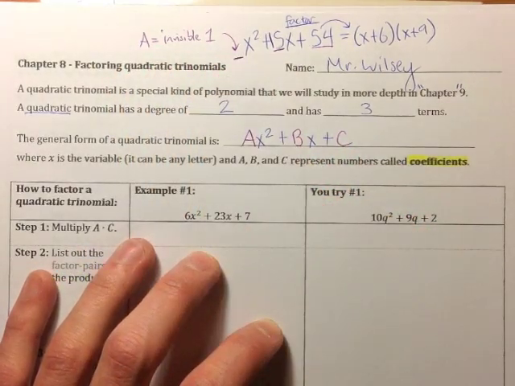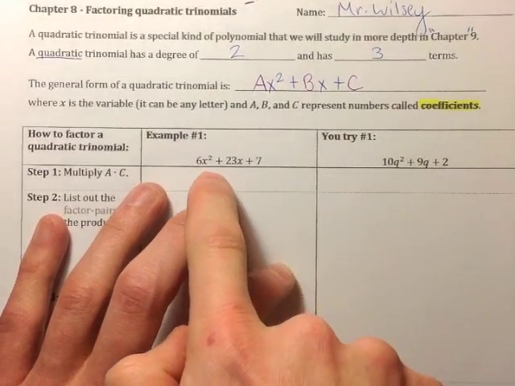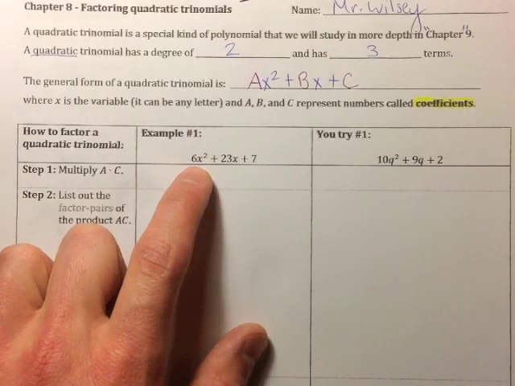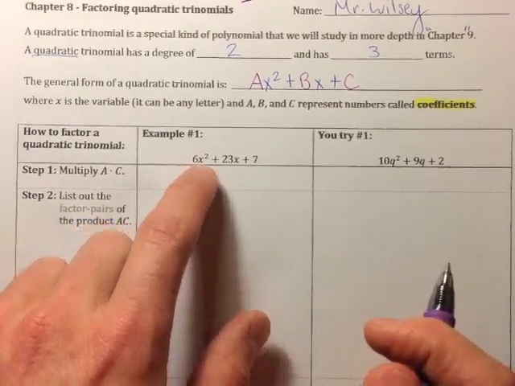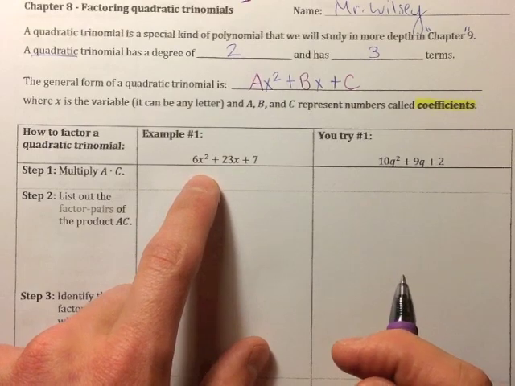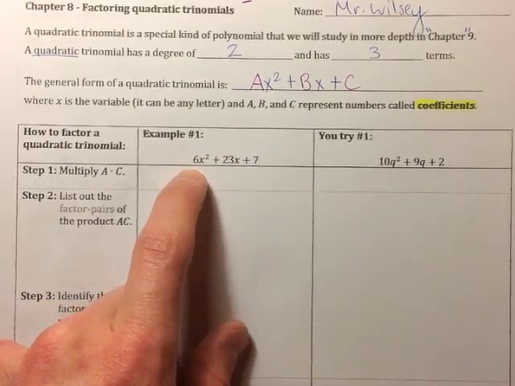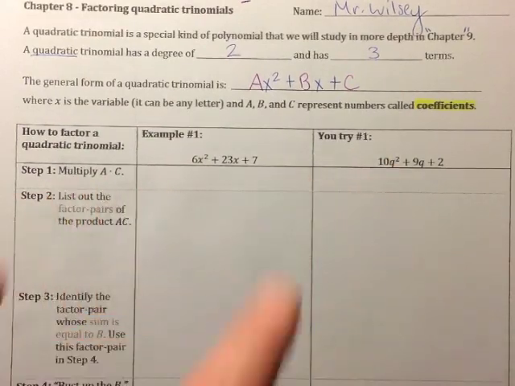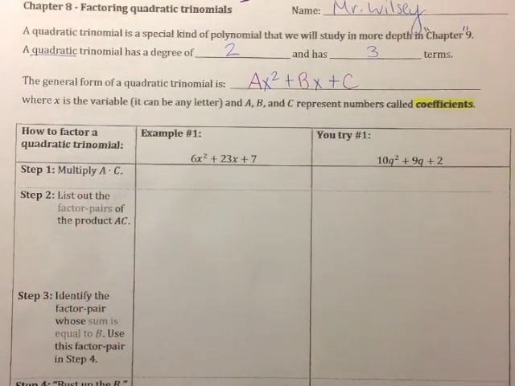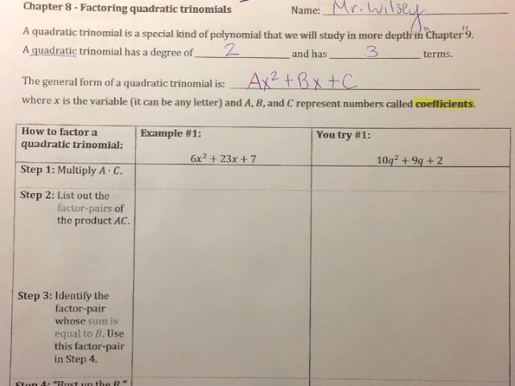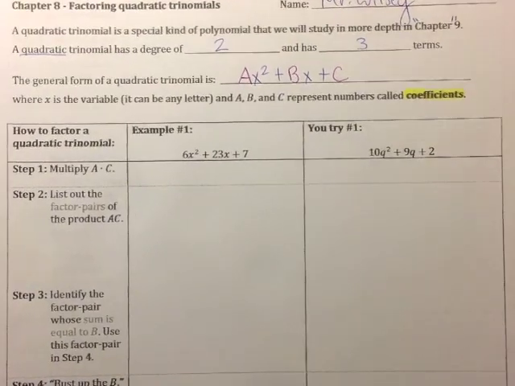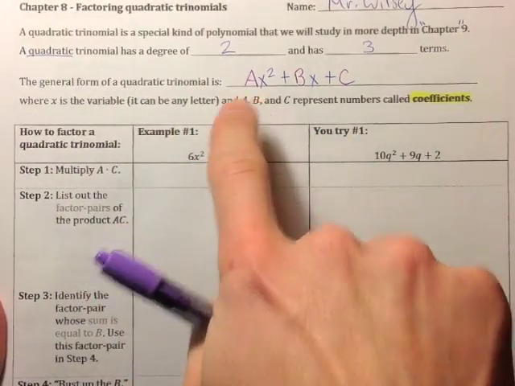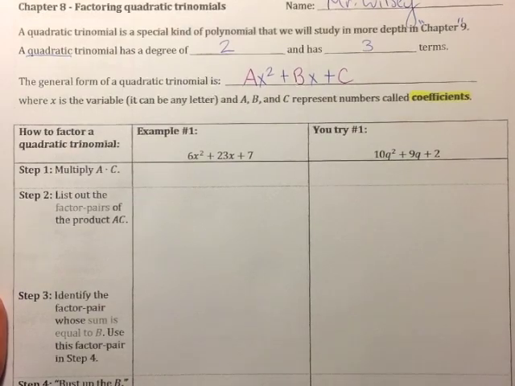Now what we're going to do is we are going to look at quadratic trinomials where A is not equal to 1. In this case, the first example that we're going to look at, A is 6. Over here, A is 10. Okay? Now, this gets really complicated in a hurry. But this worksheet will help to kind of dissect how to factor quadratic trinomials that look like this, where A is not equal to 1. So let's go ahead and get started.